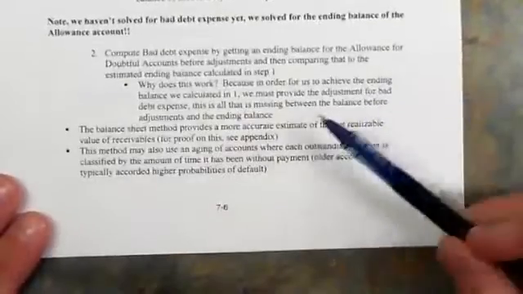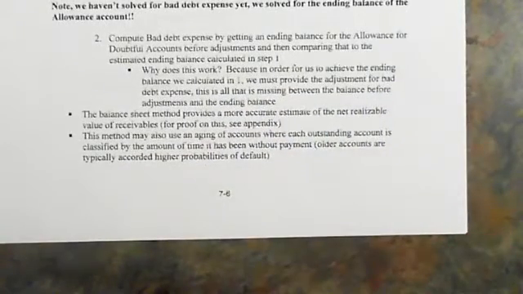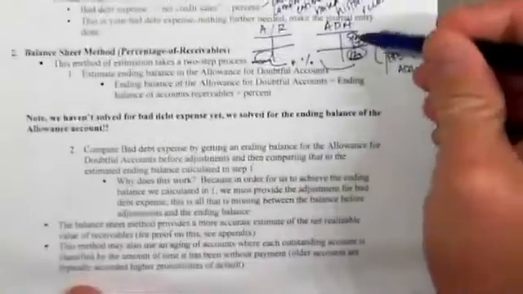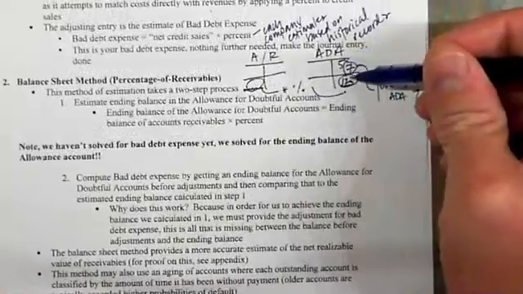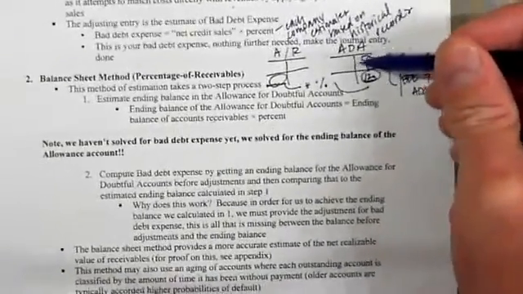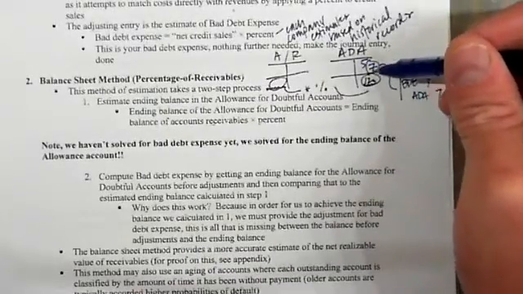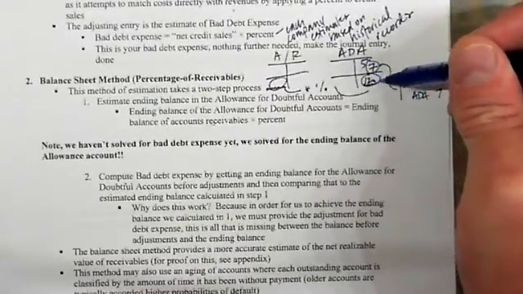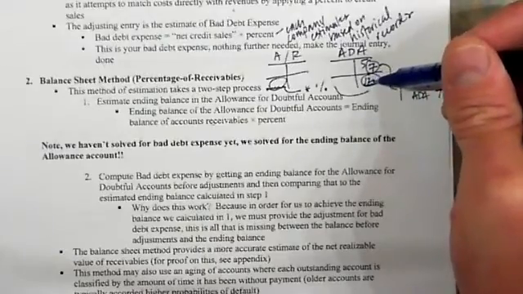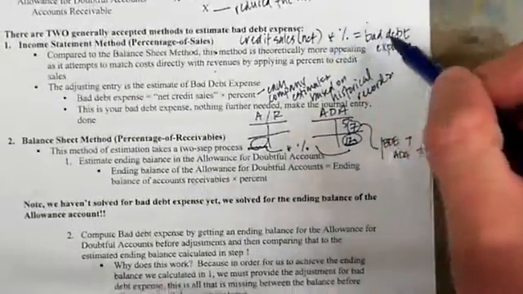Now, overall, the balance sheet method provides a more accurate estimate of the net realizable value of receivables. I'll talk about this in class. We'll work through an example, and you'll see. The idea is that it checks what your prior balance is before reconciling to a new balance. So if you already have a glut or an overabundance of your ADA, it may not really be in your best interest to increase it higher. Whereas the income statement method ignores it. And again, I'll show you through an example.